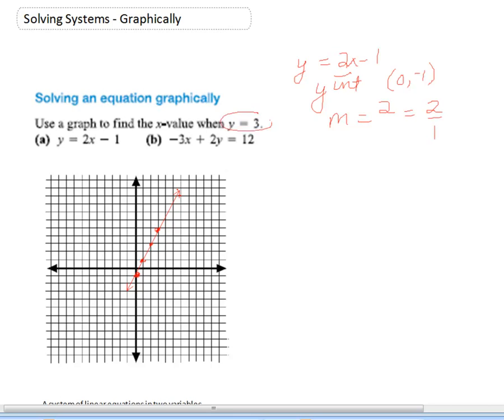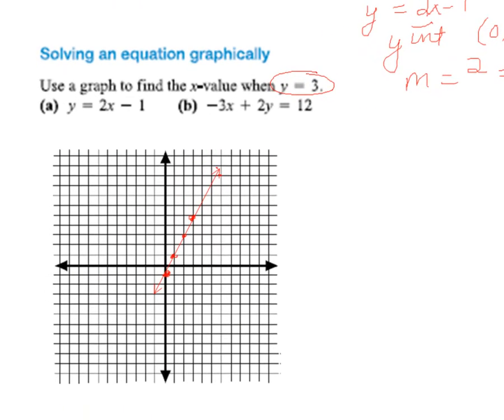And now what we're going to do is graph the line y equals 3, which, as you know, is a horizontal line right through y equals 3 on the axis here. So let's just draw a horizontal line at y equals 3.